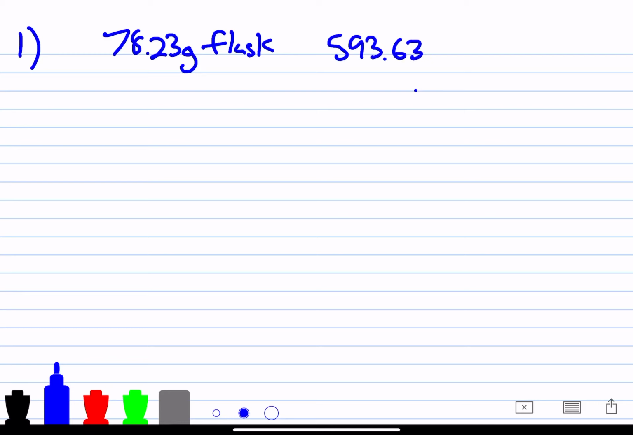So, number one. Number one on your test asked us if we had a 78.23 gram flask, and that's the empty weight. We fill it up with pure water, and it weighed 593.63 grams. So this is our full, this is our empty. Now it asks, when the same flask is filled with concentrated sulfuric acid, it has a mass of 1,026.57 grams. What is the density of the acid?